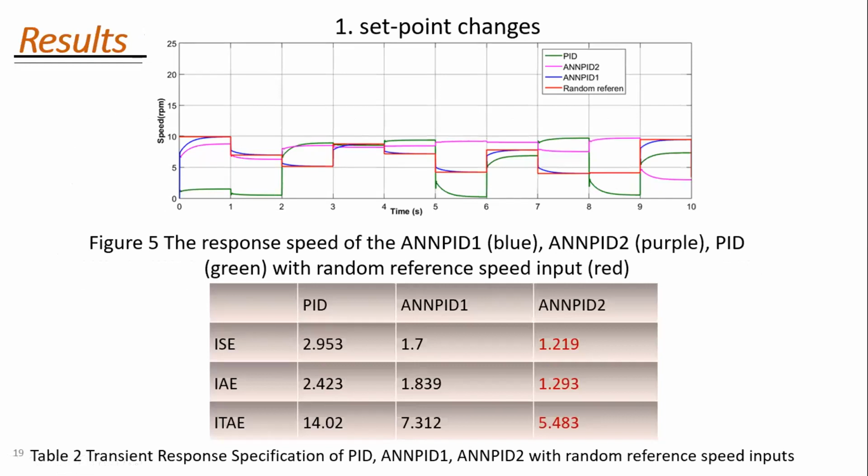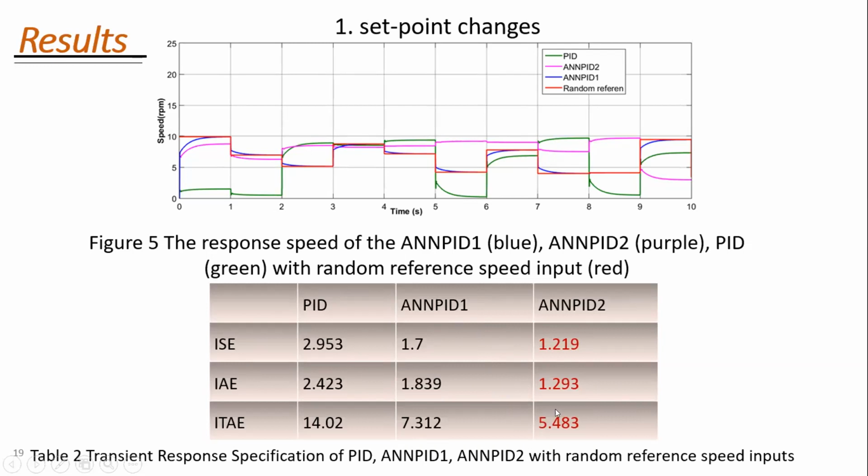Here, we test the robustness properties of the PID and ANN controllers. For set point variations, we use a random reference signal. The output response of PID, ANN-PID1, and ANN-PID2 with random reference is shown in this figure. The transient response specifications and performance indices of random reference are represented in this table.